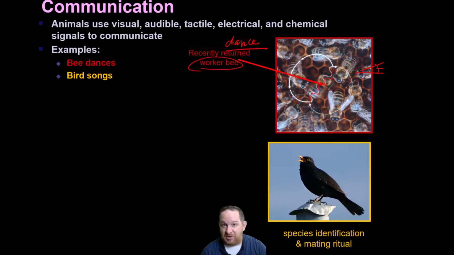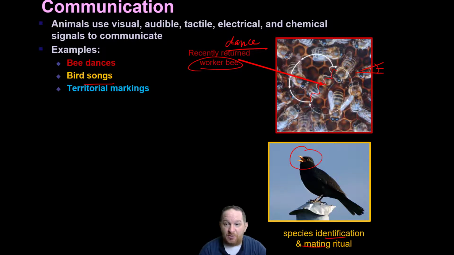Birds, you know how they communicate a lot, right? Through their song. We listen to different bird songs. They're all unique. And this is all about identification and mating, right? I want to identify where the other birds are that are my species, and maybe we want to mate. So birds communicate via song. That would be an audible communication.